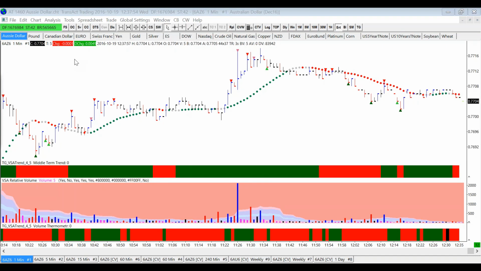Let me just read something to you while we're letting that load. This is a great headline. It was a 5.2 million barrel drawdown.